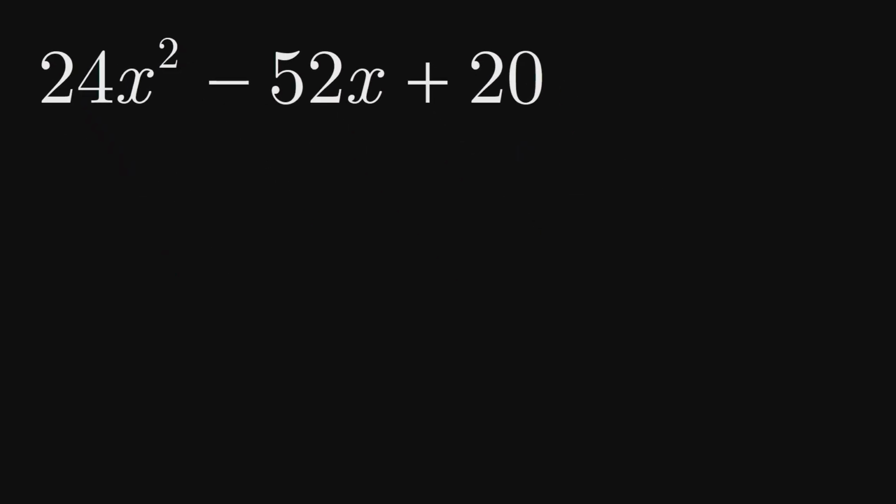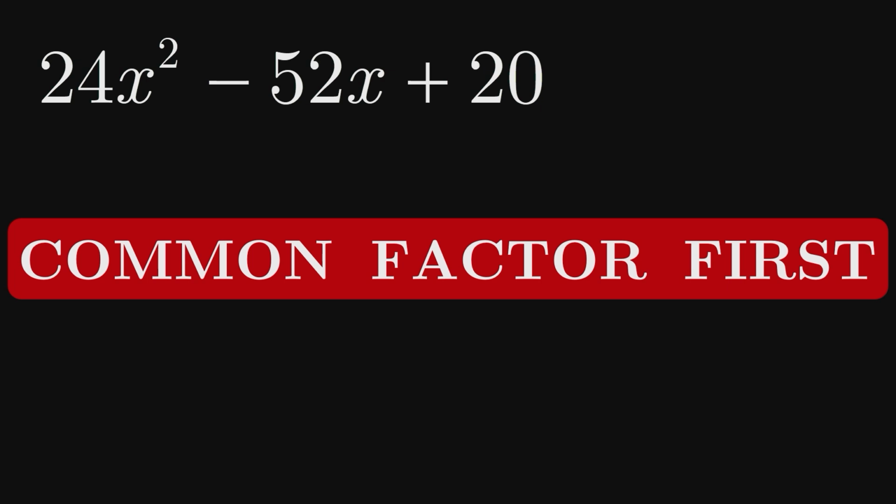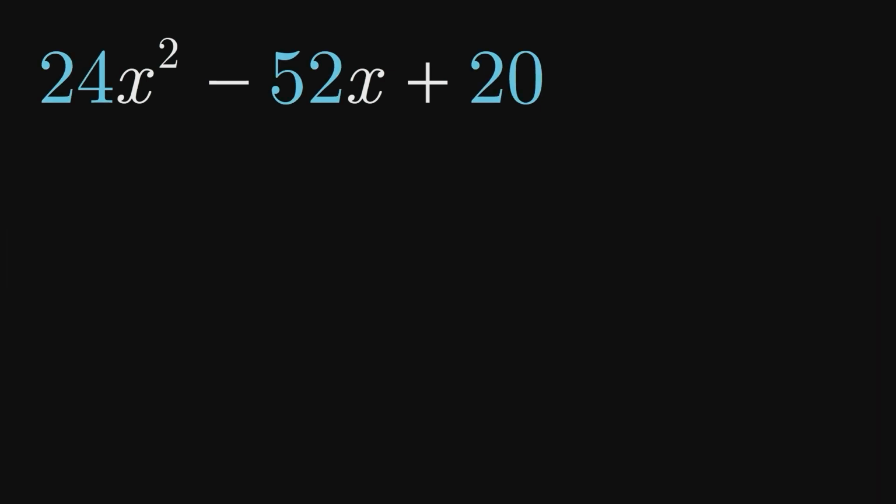No matter what expression we're trying to factor, we should always try to common factor first. Since our values of 24, 52, and 20 here are all even numbers, we could common factor out a 2, but we can do even better. The greatest common factor of these values is actually 4, so let's common factor out a 4.